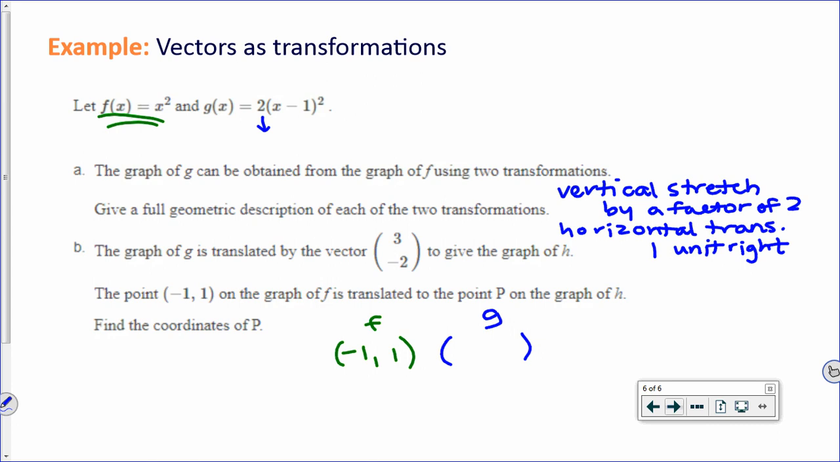So the point -1, 1, when it's on the g function, x value is going to be 1 unit to the right. So now it's going to be at 0. Because I was at -1, I'm shifting it 1 unit to the right. The y value is going to get multiplied by 2 because of the stretch factor of 2. So that same point on the g function is 0, 2. And then for the h function, it's going to have this further transformation where it's going to be slid 3 more units to the right and then 2 units down. And so the point P on the graph of h is going to be 3, 0. It's kind of a tricky concept. And that's that.